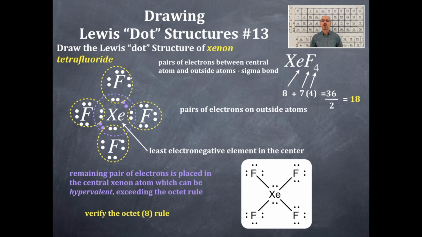I got 4 single or sigma bonds attached to that xenon in the center with the fluorines on the outside, and 2 sets of lone pairs of electrons on that xenon.